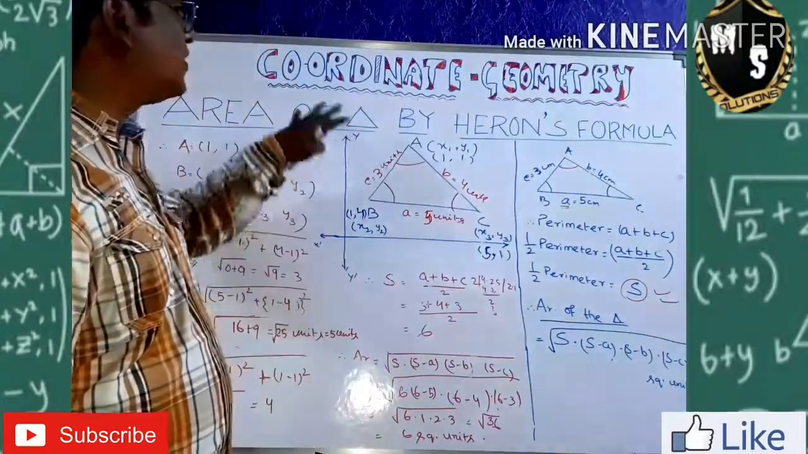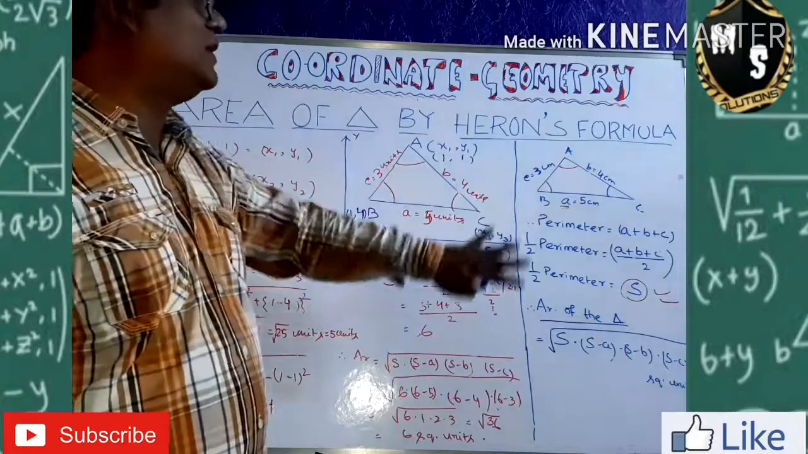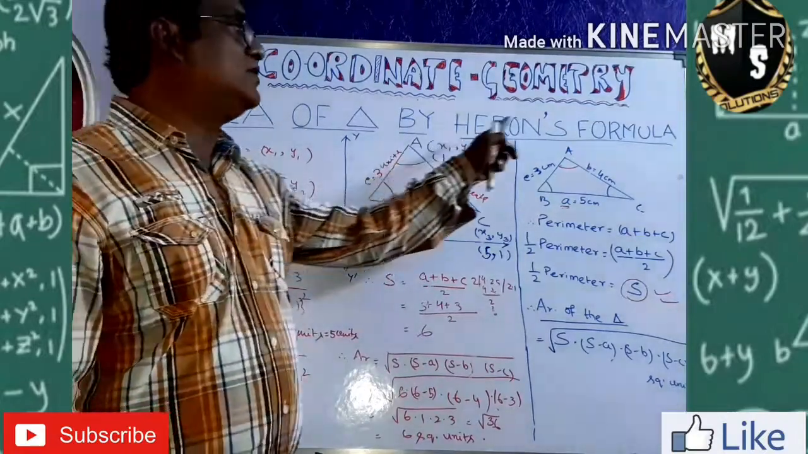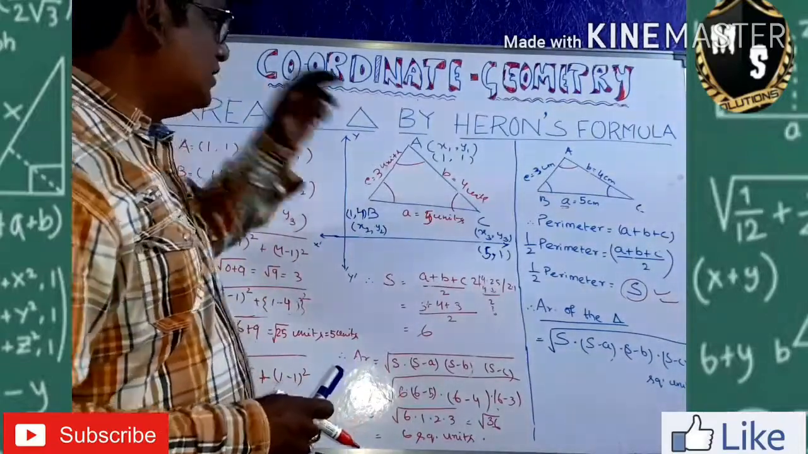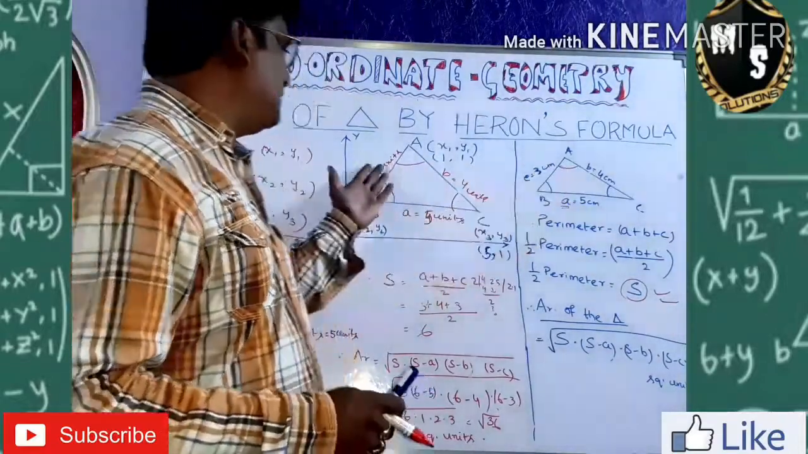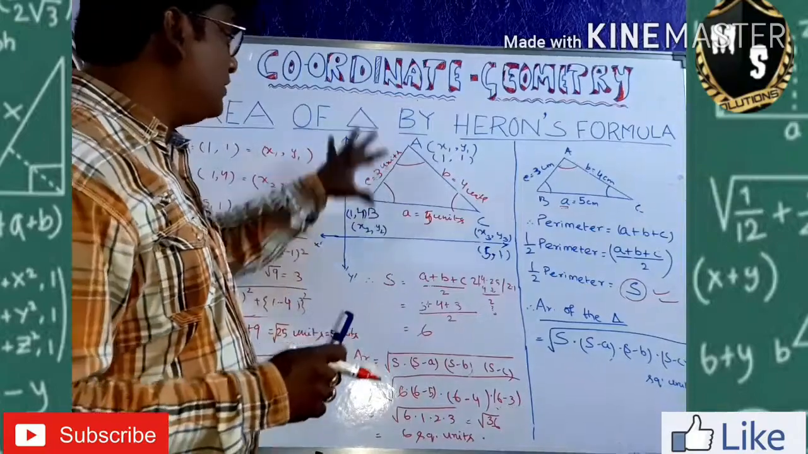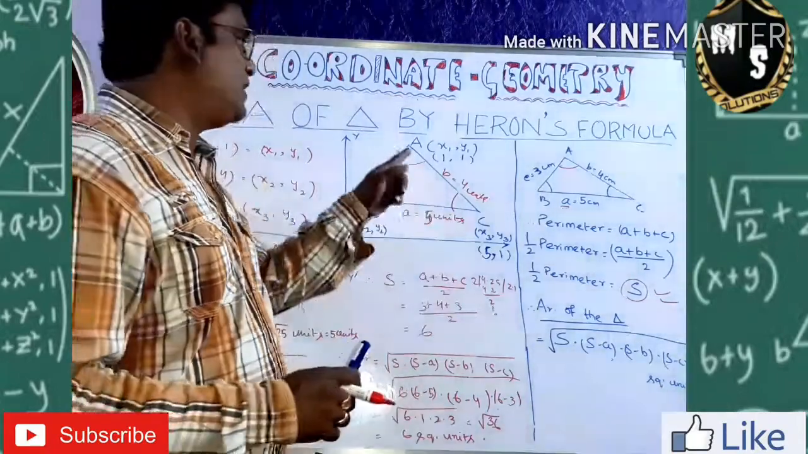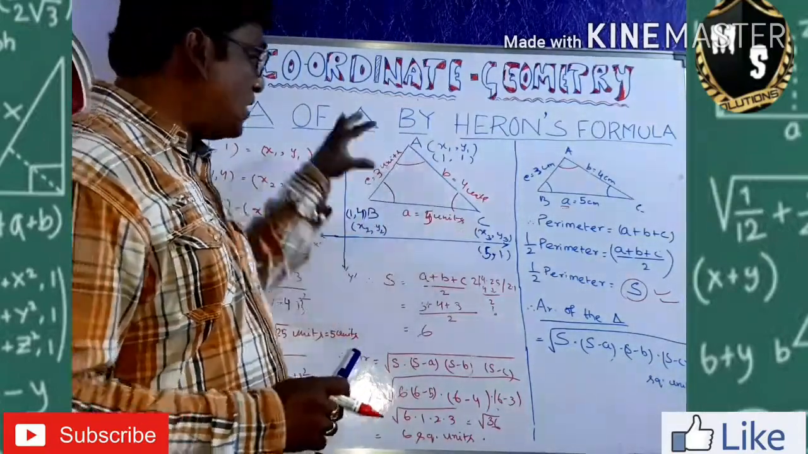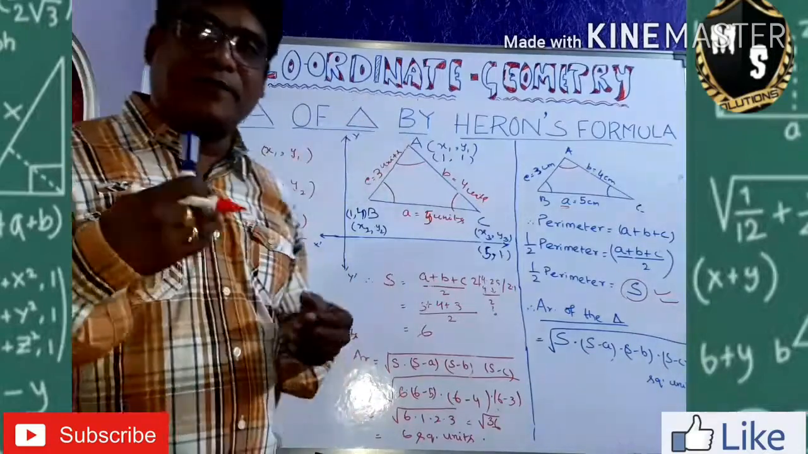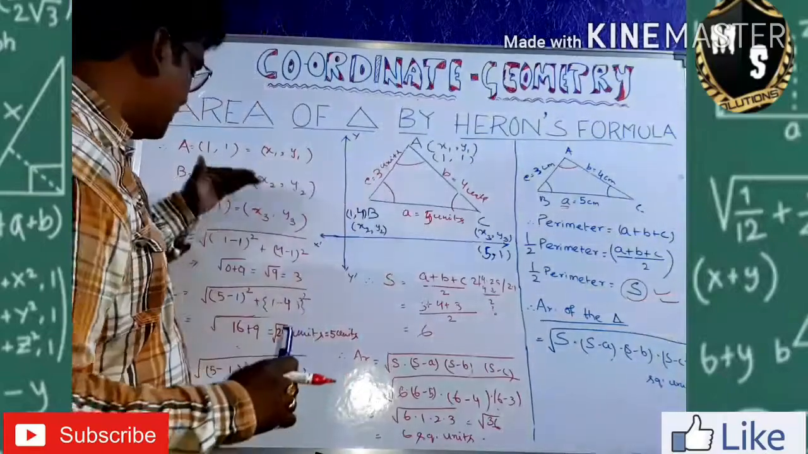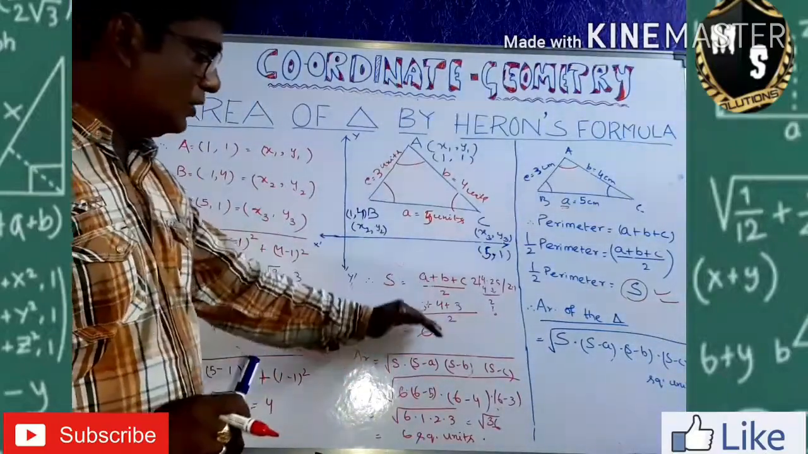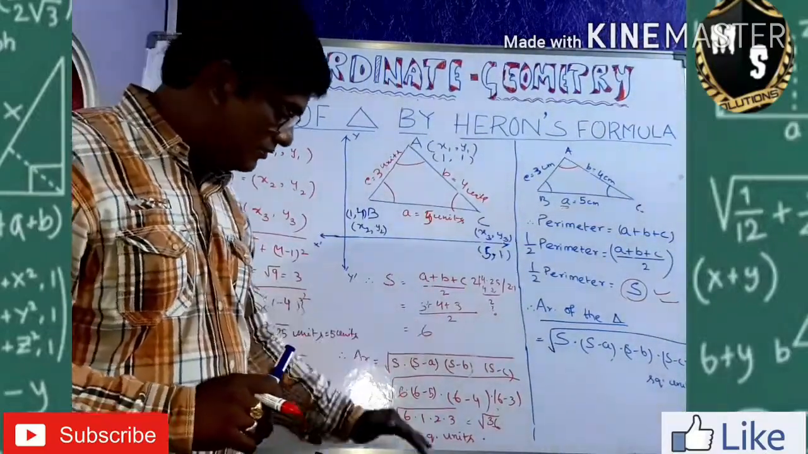So this is the theory behind Heron's formula by coordinate method. Sometimes these measurements will be given directly, but when he is asking in coordinate geometry, definitely he will give you the coordinates. You have to find out the measurement by putting the distance formula. That is most important. Then you will go to the half perimeter. Then you will calculate the area.